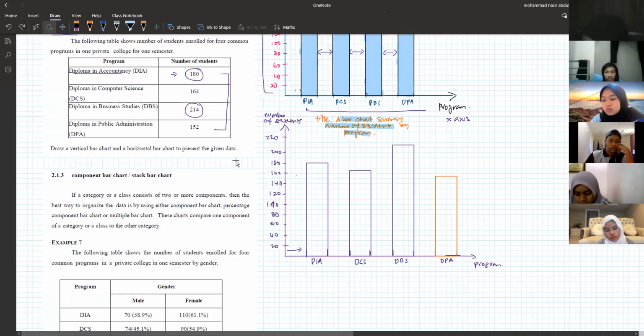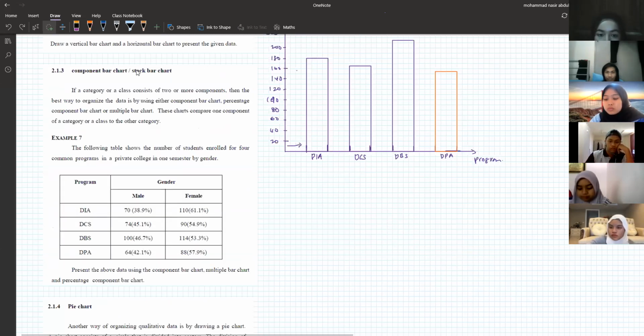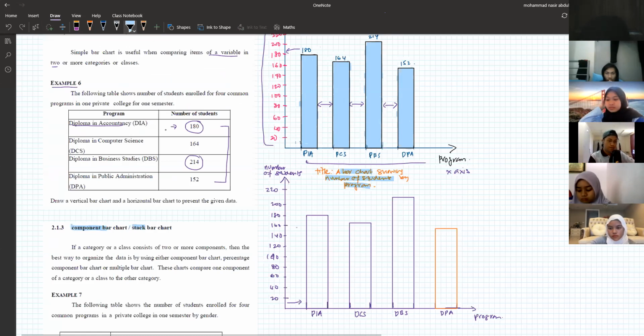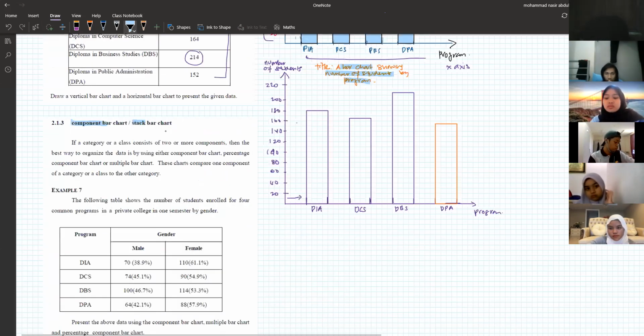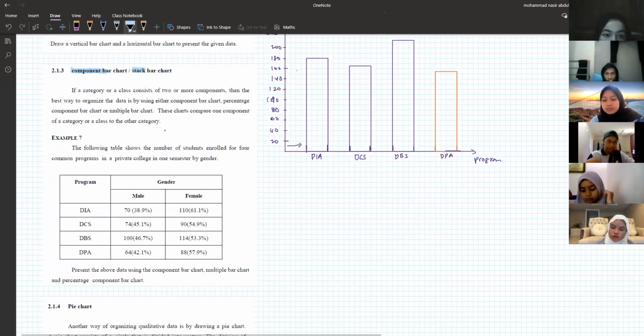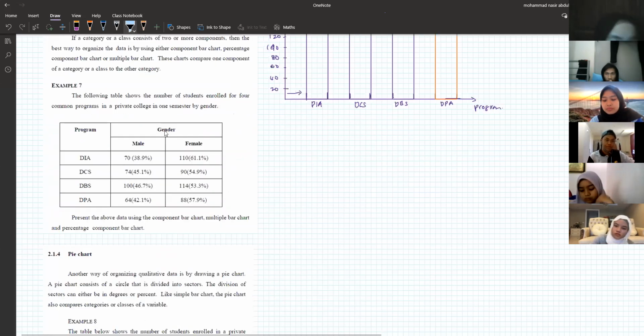Now we move to the next type of chart, which is a component bar chart or stack bar chart. Some books will call it a component bar chart, some books will state stack bar chart. So it's the same meaning. Unlike a simple bar chart, where we only have a single value for each category, for a component bar chart or stack bar chart, we're going to have two or more values for each category. For example, number 7, you have two variables, which are program and gender.